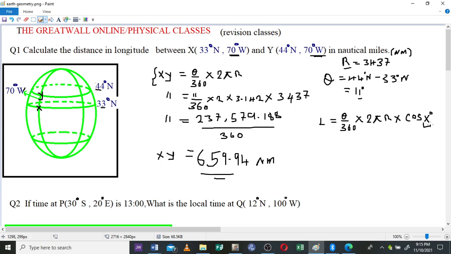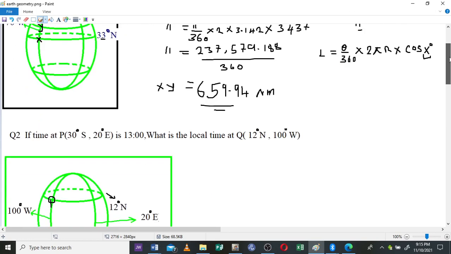Remember, when you are calculating the distance along the latitude, 2 points lie on the same latitude, right? And your theta becomes the difference in longitudes. That is when calculating the distance along the latitude. While calculating the distance along the longitude, theta becomes the difference in the latitudes. Very important to remember. We proceed to the next question.